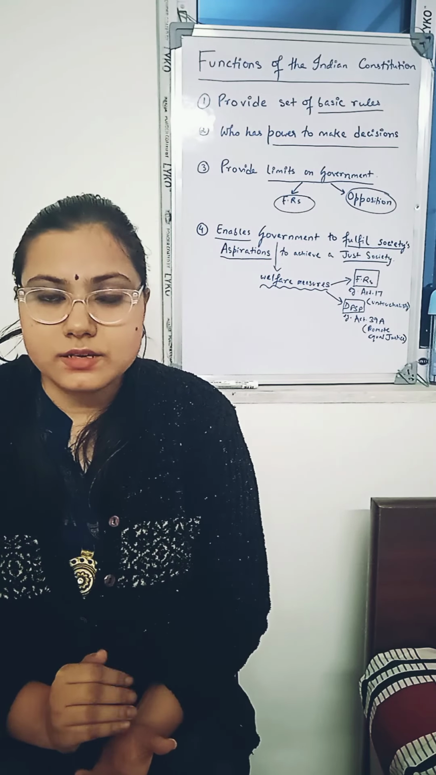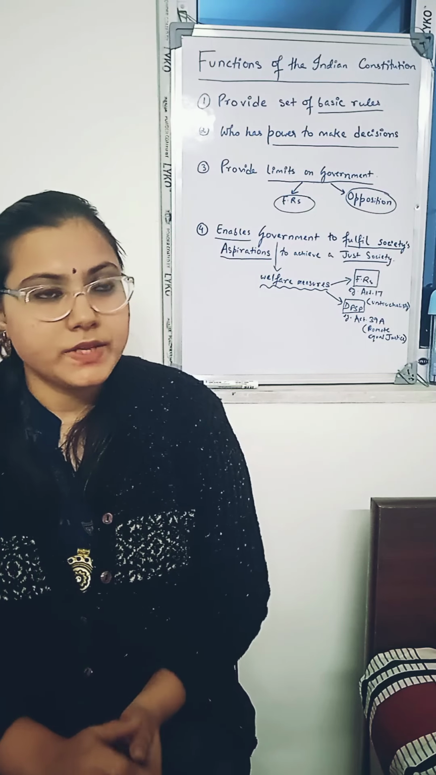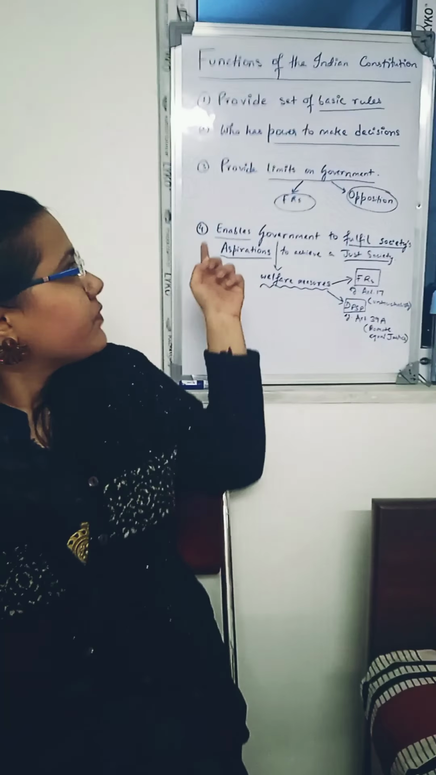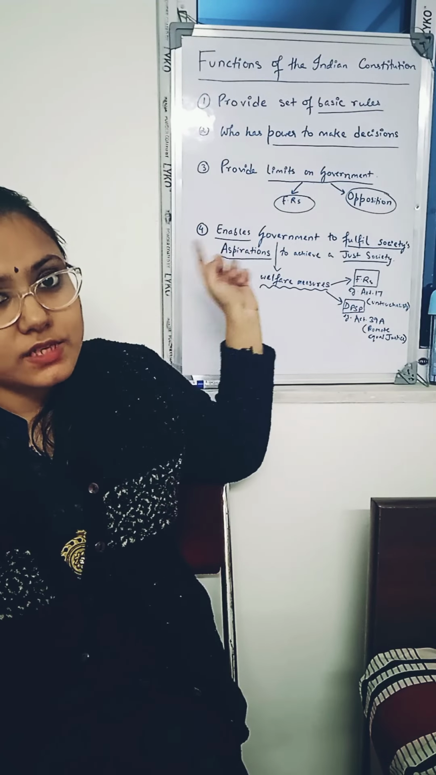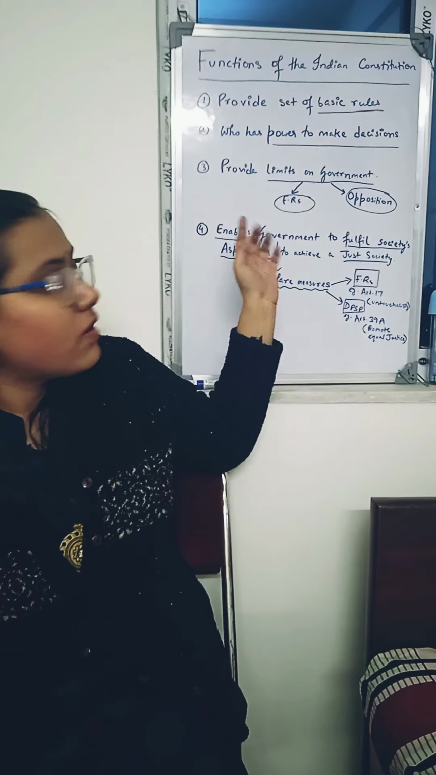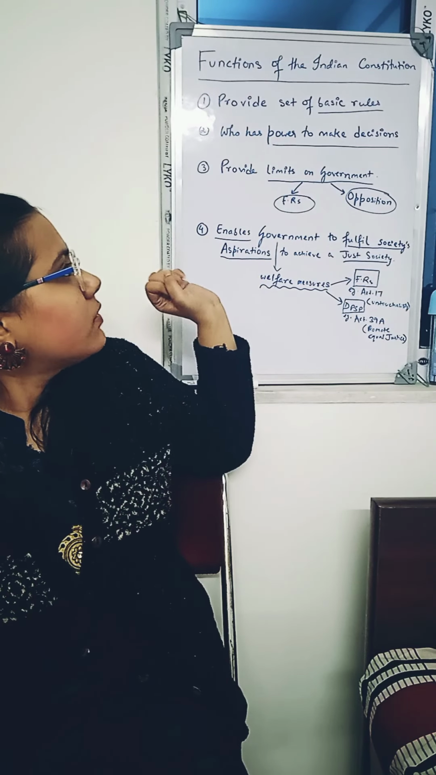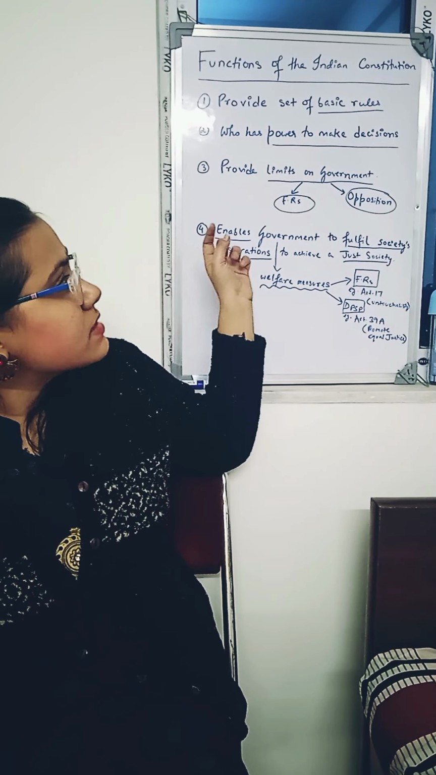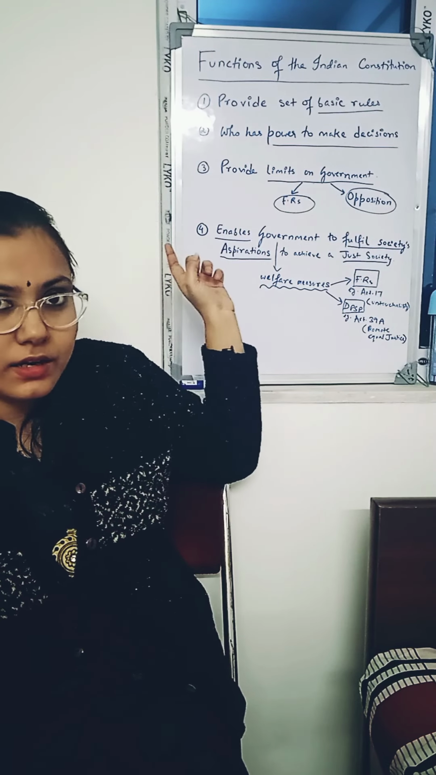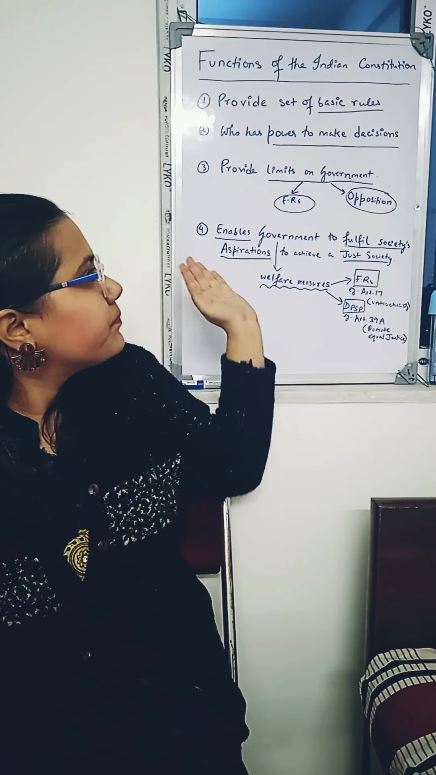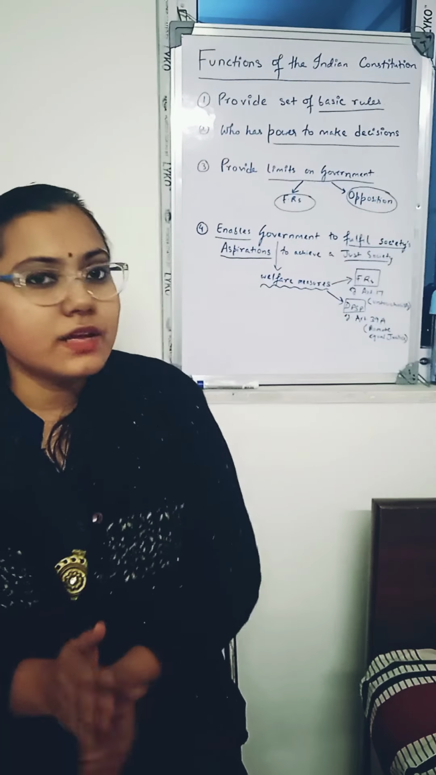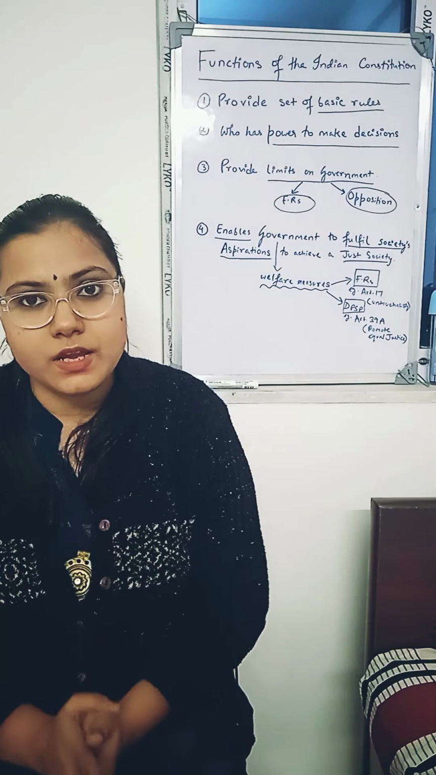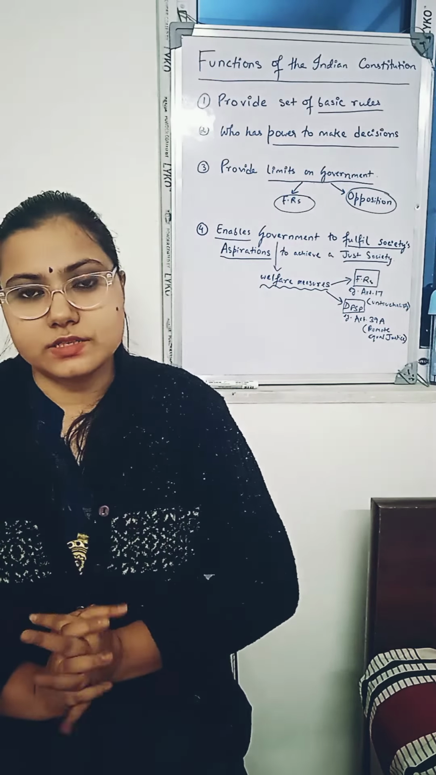And what was the second function of the Indian Constitution? The second function is that the Indian Constitution defines who has the power to make decisions in our society or in our nation. So the Indian Constitution tells us who has the authority to make decisions in our country. Today we are going to discuss the remaining two functions of the Indian Constitution, that is, the third and fourth function.